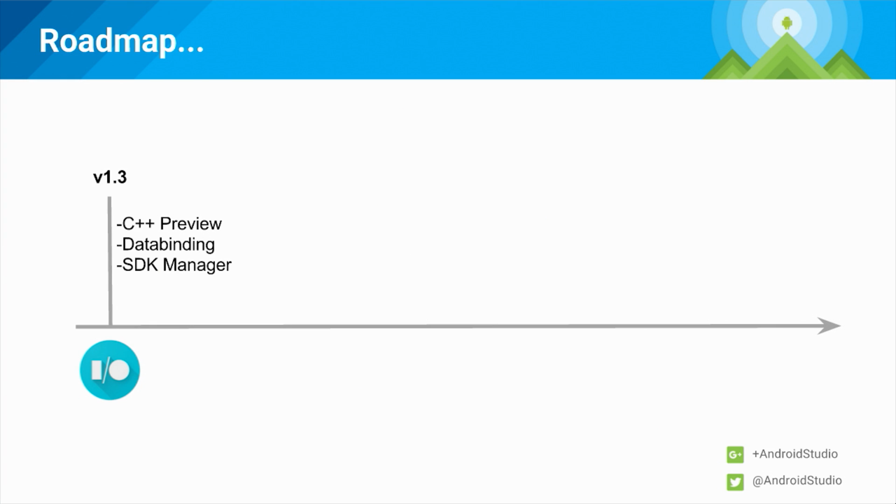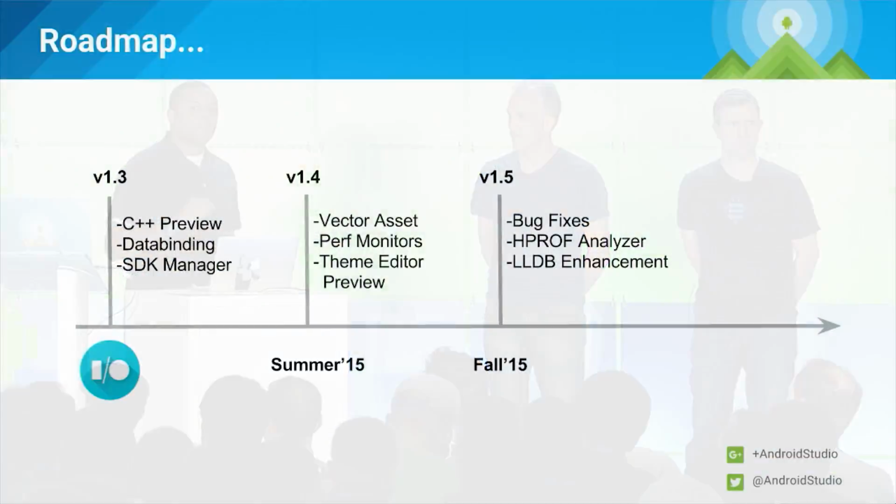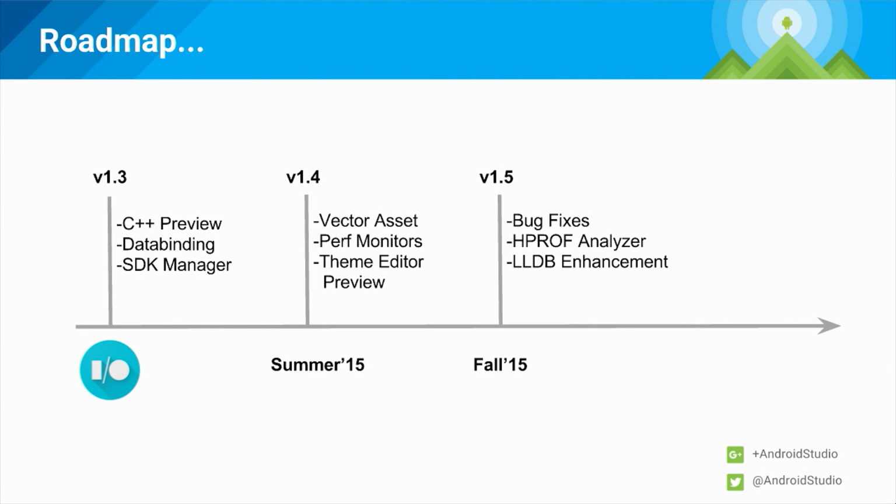So going back, at Google I/O, we launched Android Studio 1.3. And there we launched a whole host of features, including the C++ editor, data binding, and some new UI around SDK management. Over this past summer and fall, we worked on new vector assets, new HProf bug fixes, and a whole host of other features around Android Studio. And today, we're really excited to talk about Android Studio 2.0, today at the Android Dev Summit.